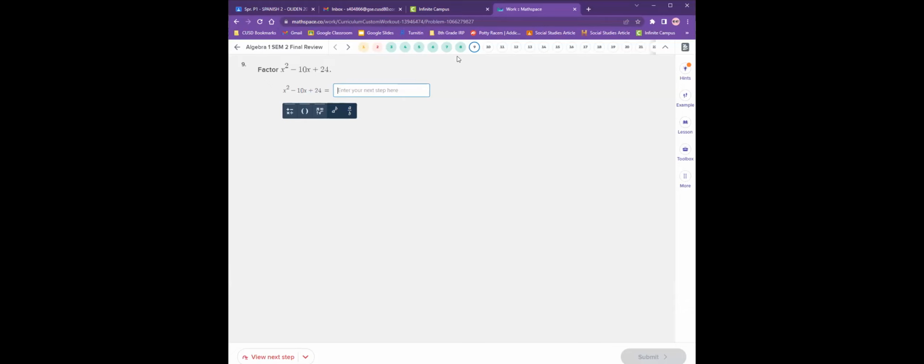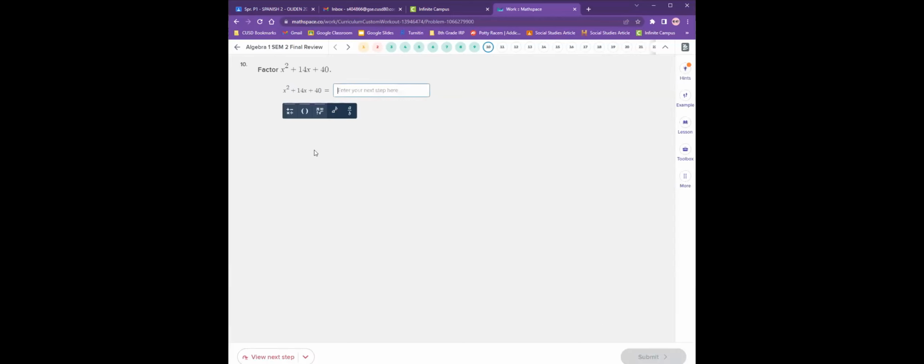What I was hoping is you could type in what your answer is, because I can look at it. I'm still working it out. You're not solving. You're just factoring. You're just writing the binomials. So I got x minus 6, x minus 4. That is correct. Just factoring this time.